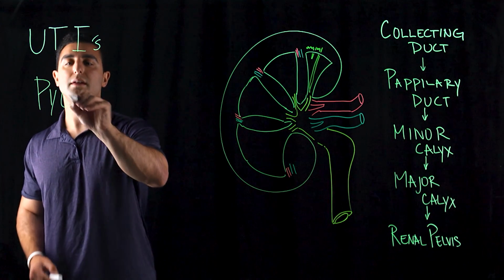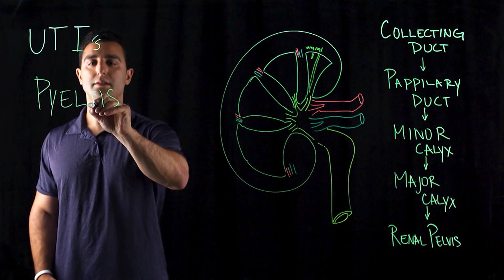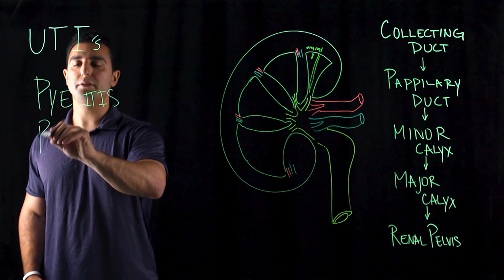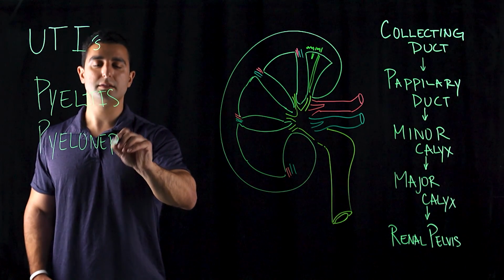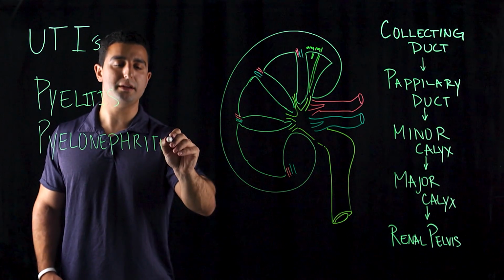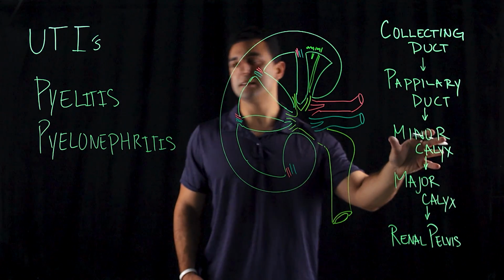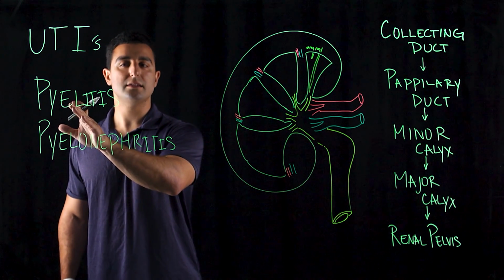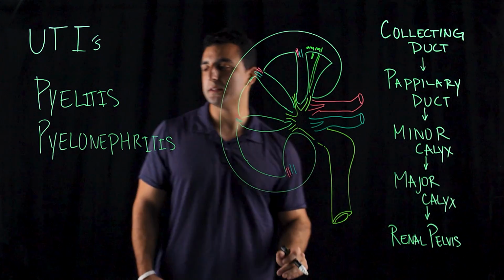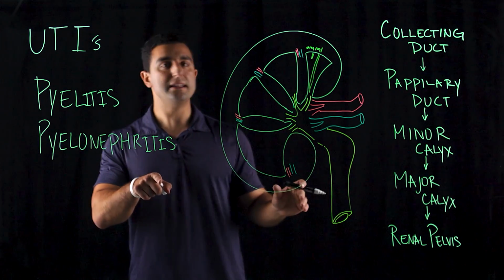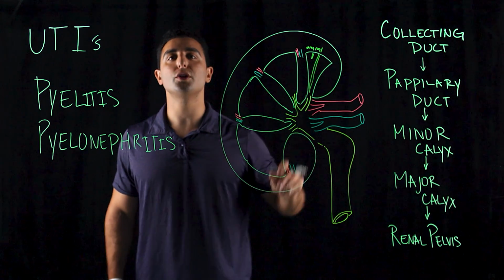pyelitis and pyelonephritis. So what is the difference between the two? Pyelitis is the inflammation of the renal pelvis and the calyces. So pyelitis, the first one here, is the inflammation of the major and minor calyces as well as the renal pelvis. Pyelonephritis is the inflammation of the renal pelvis, the major and minor calyces, and the majority of the nephron.